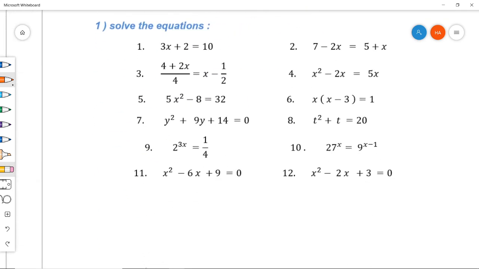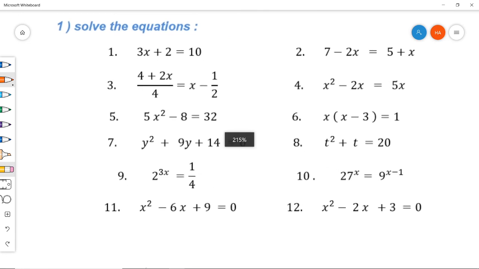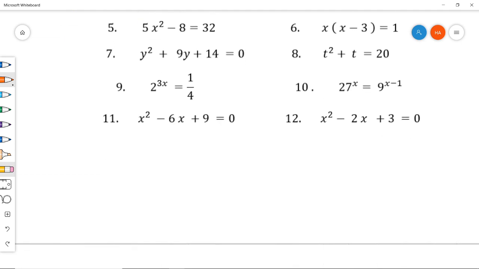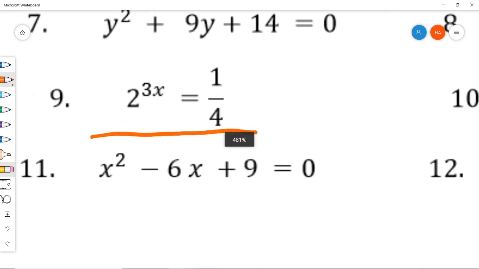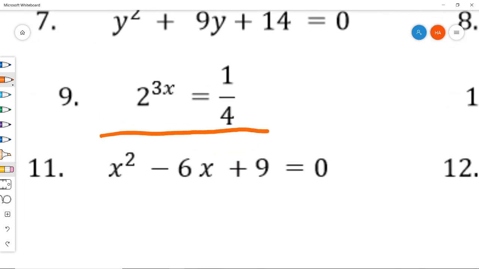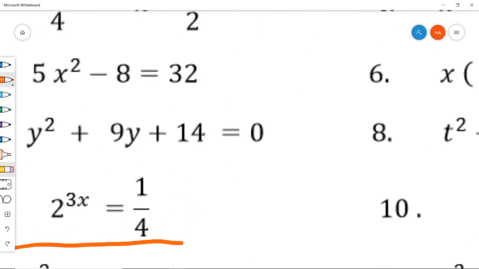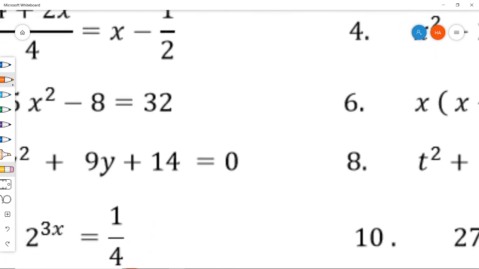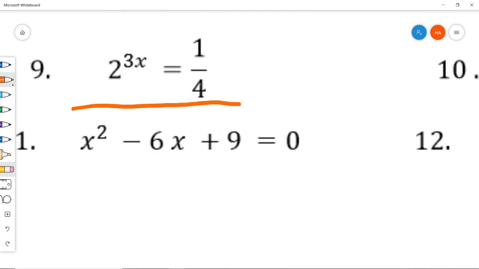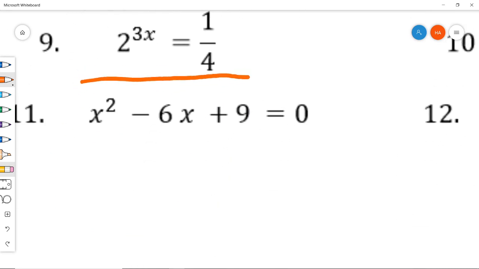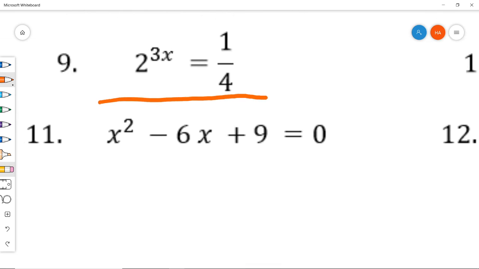Here you can solve these questions or this exercise, but this one, it is exponential equation. All these are linear and quadratic. You can solve it, but this one is exponential. The variable in the exponent, 3x.